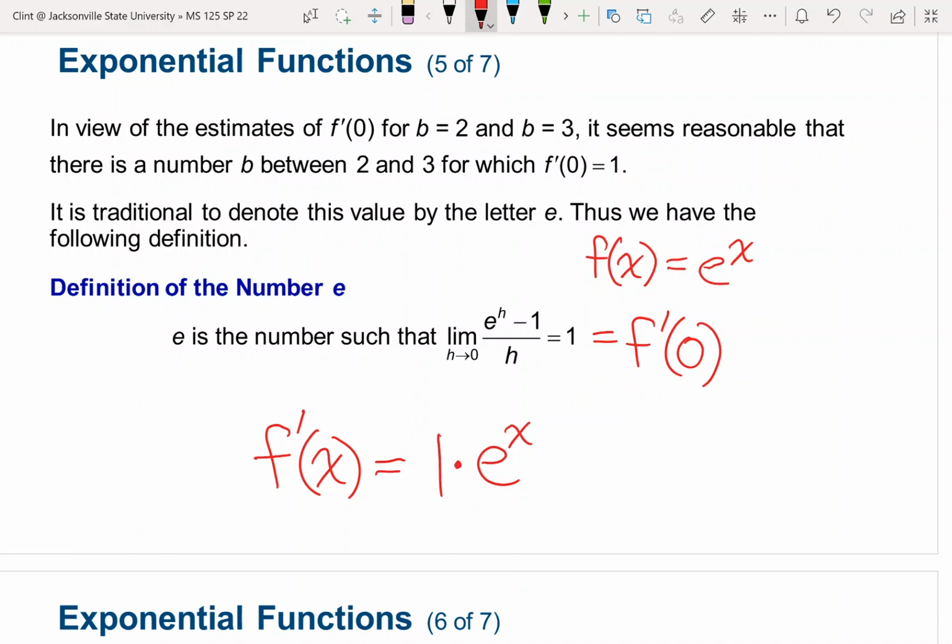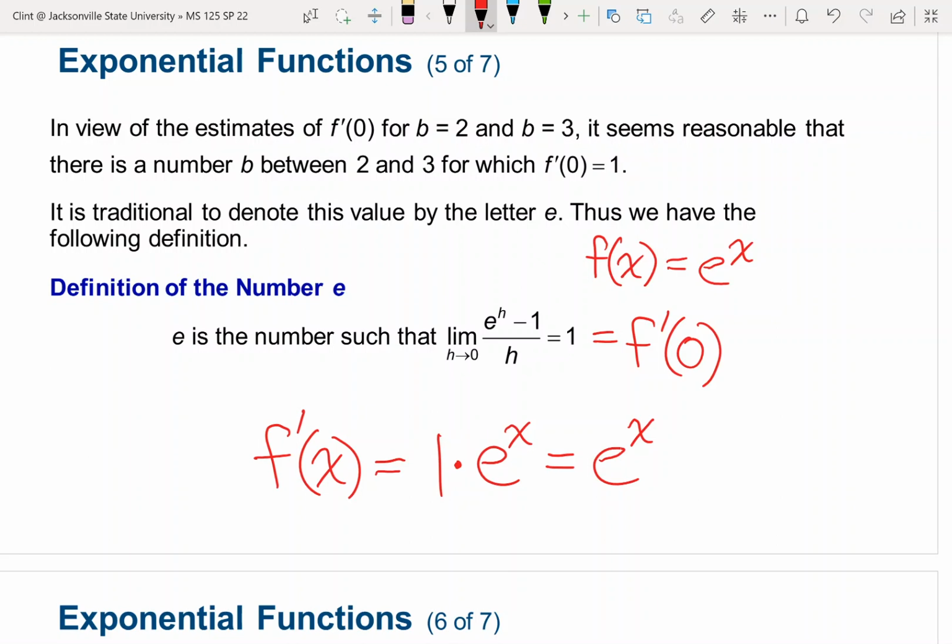So something really remarkable. Might not seem all that impressive on the surface, but it is. We just figured out a differentiation rule. If our function's e to the x, what's our derivative going to be? E to the x. Okay.